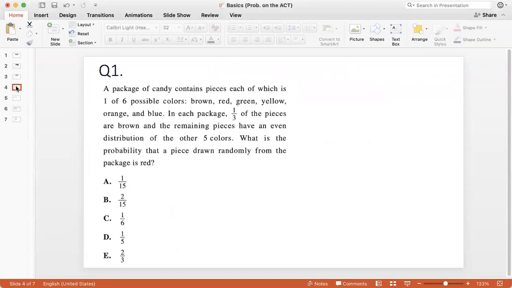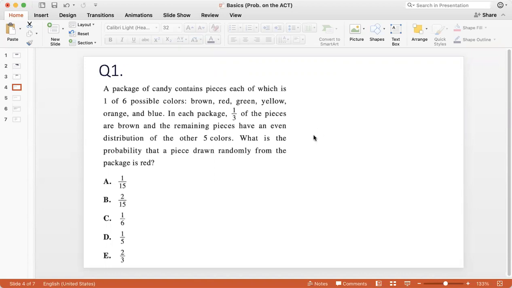Okay, let's do some questions now. A package of candy contains pieces, each of which is one of 6 possible colors: brown, red, green, yellow, orange, and blue. In each package, 1/3 of the pieces are brown and the remaining pieces have an even distribution of the other 5 colors. What is the probability that a piece drawn randomly from the package is red?